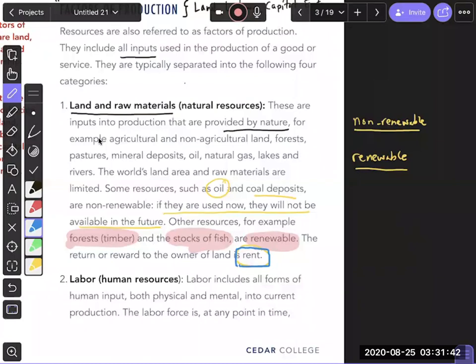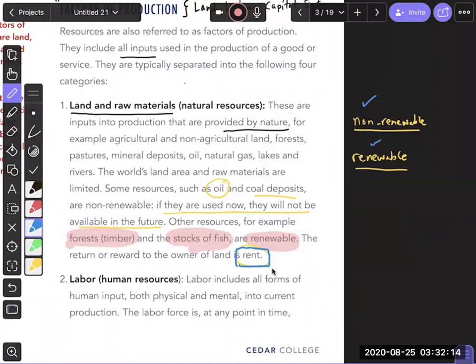So land is the first natural resource, and we learned that there are renewable and non-renewable resources. Non-renewable resources diminish with use. A good example of this is oil or coal deposits. Renewable resources are those which you can use and reuse, and make sure that you keep on increasing the supply by responsible actions and so on.